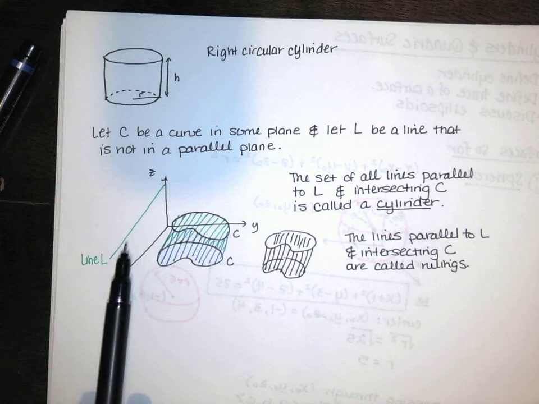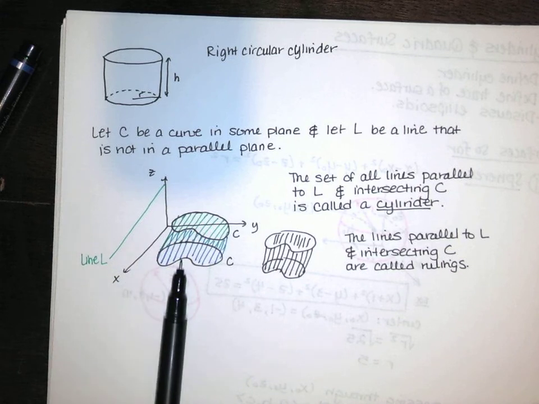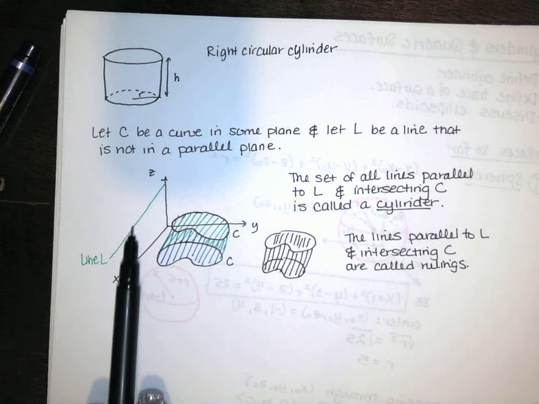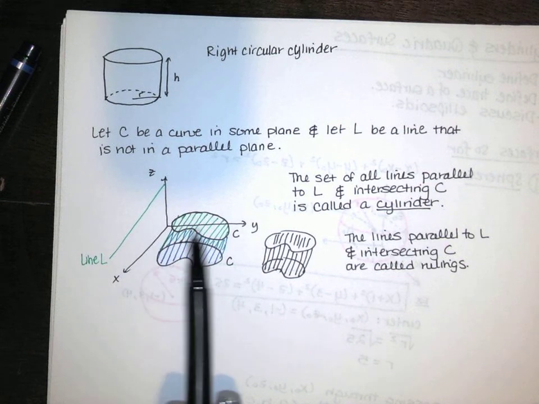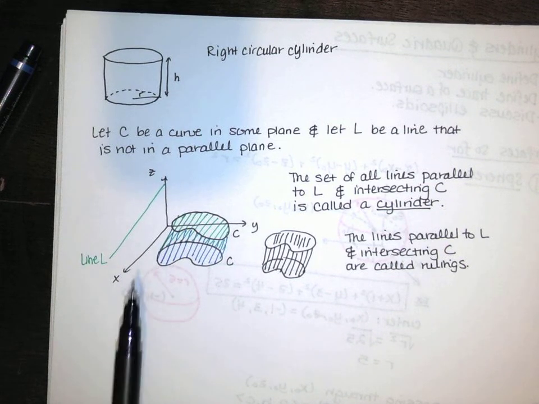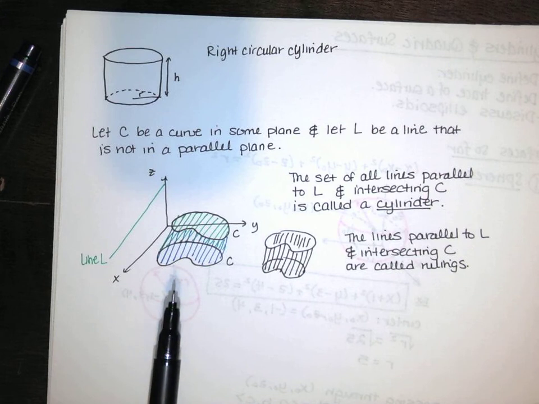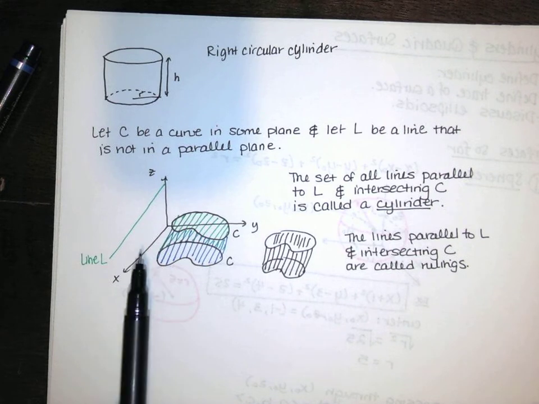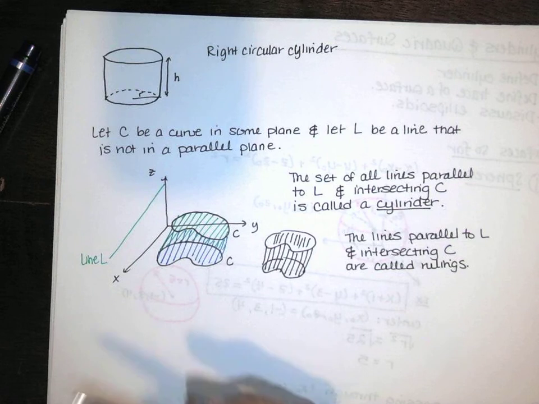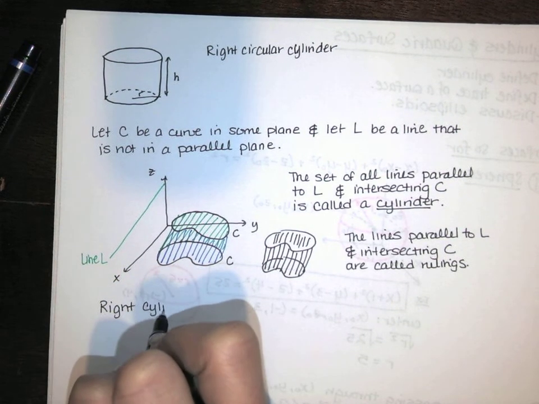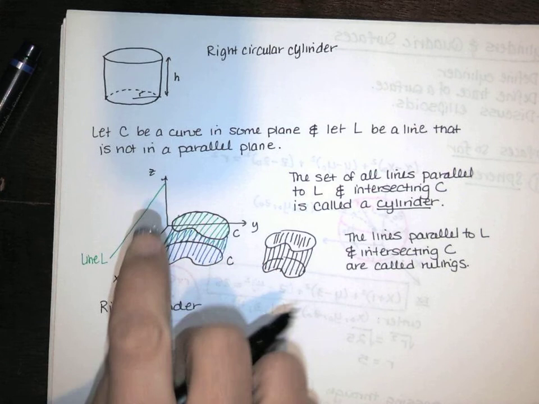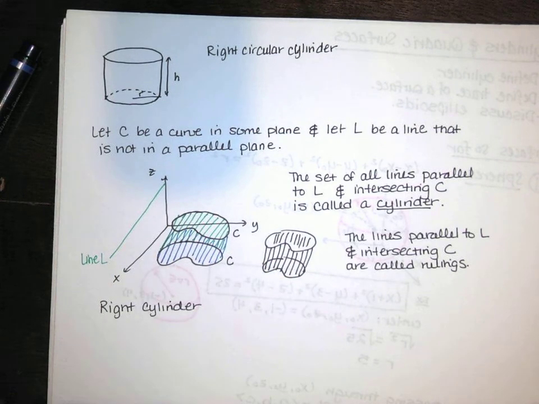And we're not going to look at cylinders like this, where the line L is not parallel to one of these axes. In our class, we're going to look at right cylinders. With a right cylinder, all the rulings are going to be parallel to either the x-axis, the y-axis, or the z-axis. So basically the line is going to be one of the axes, not just some other line.